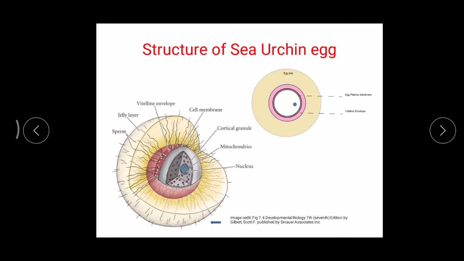Then the structure of the egg. Here we are going to talk only about the structure of the sea urchin egg because this entire process is thoroughly studied in sea urchin. The sea urchin egg has an egg plasma membrane, this inner one. Thereafter there is the vitelline membrane or vitelline envelope, and a thick layer of egg jelly which prevents it from desiccation. A haploid nucleus is present there.